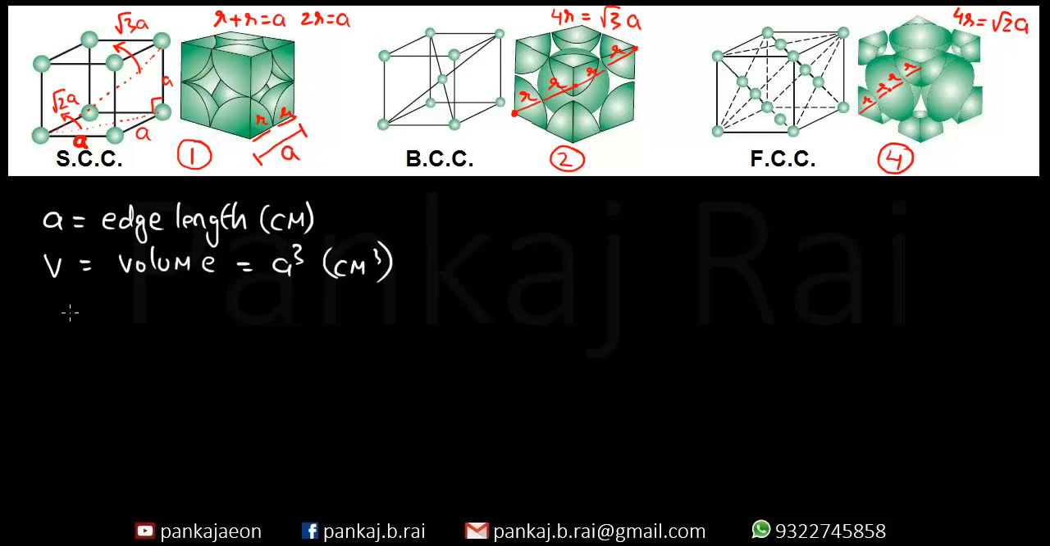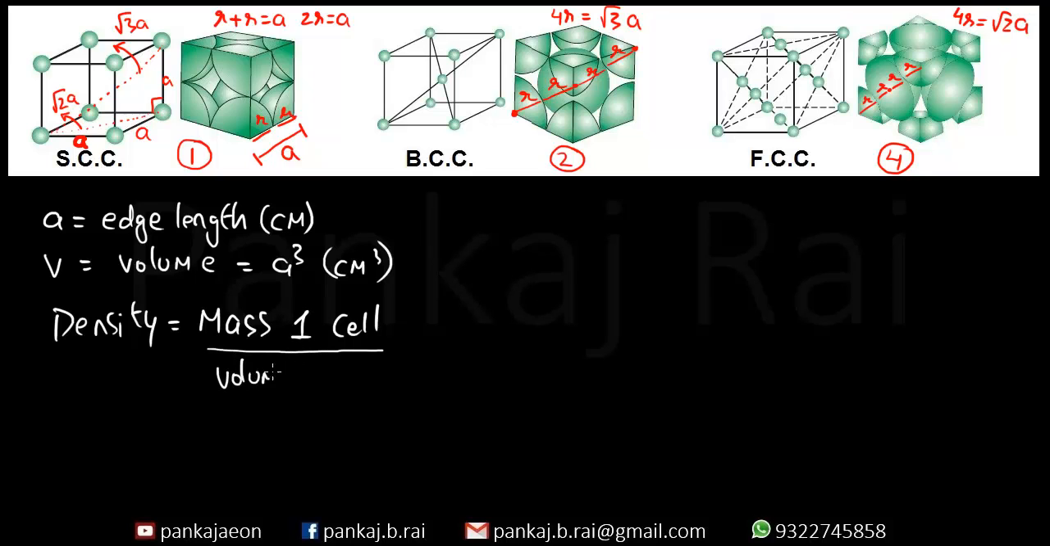The density of the cube is given by mass of the cube, which is the mass of one unit cell, divided by the volume of one unit cell. The mass of one unit cell would be in grams. The volume of one unit cell would be in centimeter cube. So obviously density is given by gram per centimeter cube. Now density would be given to you in terms of gram per centimeter cube. Volume you can calculate if you have the edge length by the formula A cube.